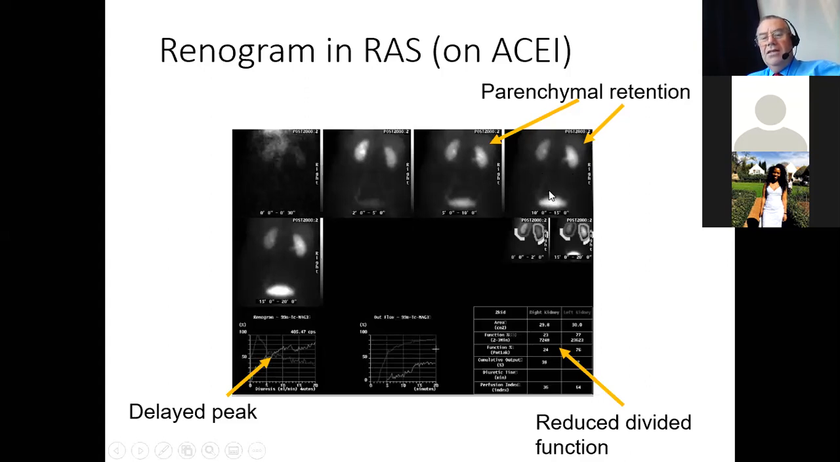This is a kidney that doesn't have obstruction, but the uptake is delayed in the parenchyma, not in the collecting system. And the divided function has dropped down to 34% in that right kidney. So you see these three changes in a patient that's taken ACE inhibitors. You have to consider there being a right-sided renal artery stenosis.